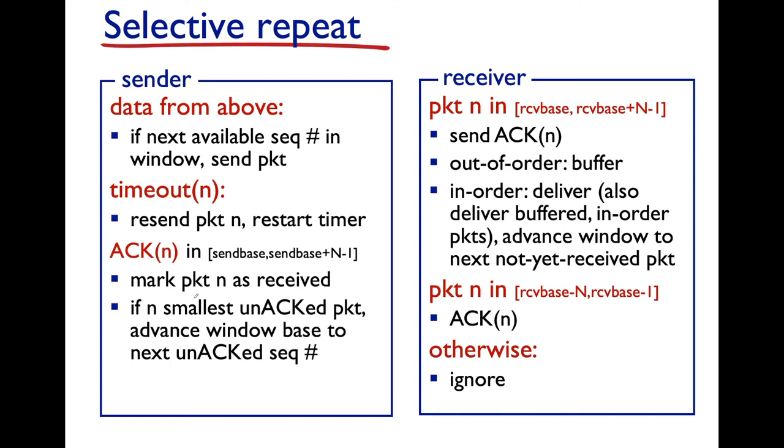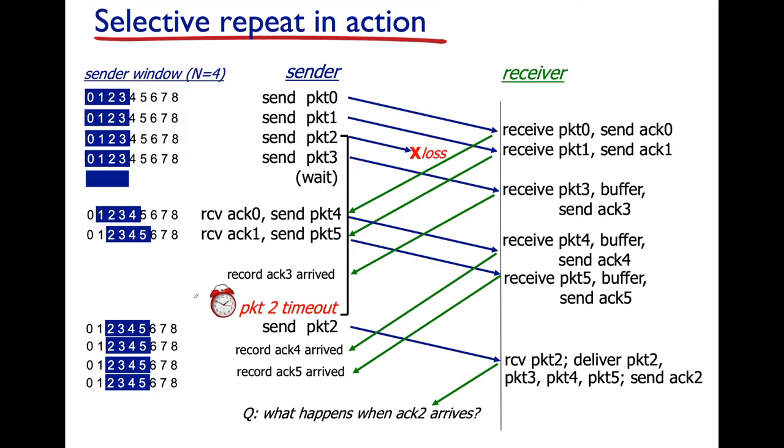And then you advance the window to the next not yet received packet, the packet that's not there without a gap. And so if your packet is to the left of, or smaller than, the base, describing those n many sequence numbers on the receiver side, you just acknowledge them. Otherwise, ignore them. Okay, so let's take a look at selective repeat in action.